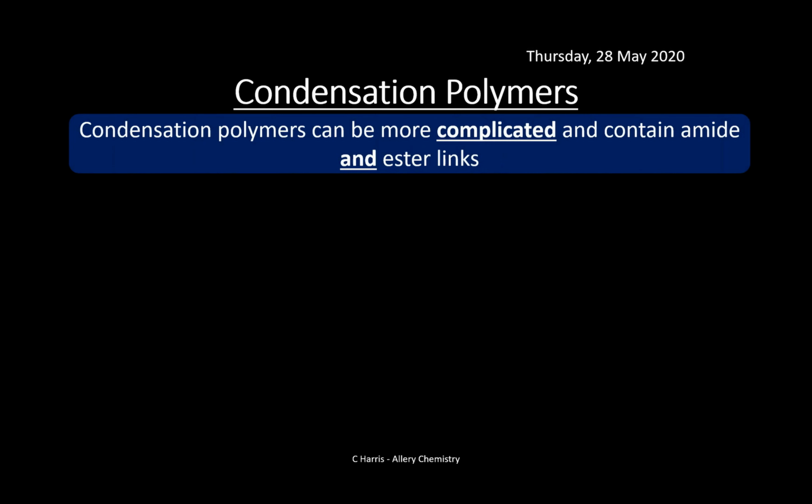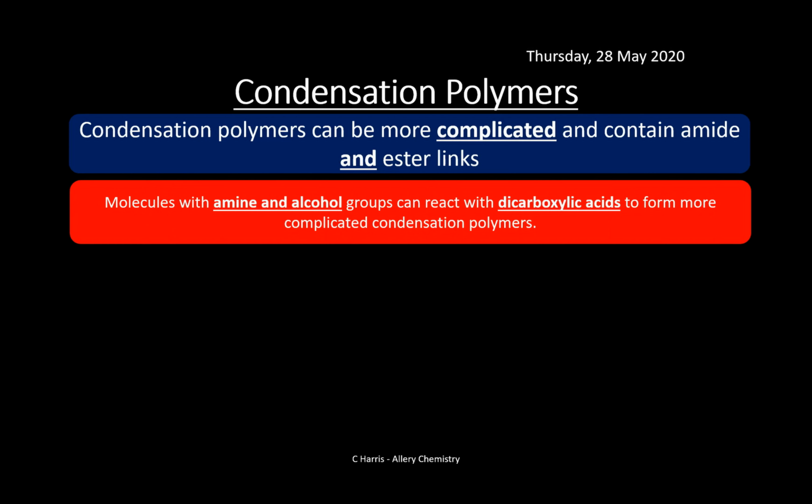Condensation polymers can be more complicated, though. They can contain amide and ester links, which is just when you thought you got the hang of it. We add an extra layer of complexity. Molecules with amine and alcohol groups can react with dicarboxylic acids to form a lot more complicated condensation polymers.